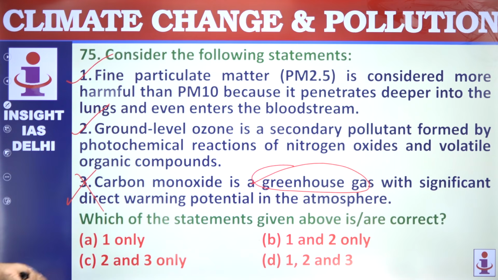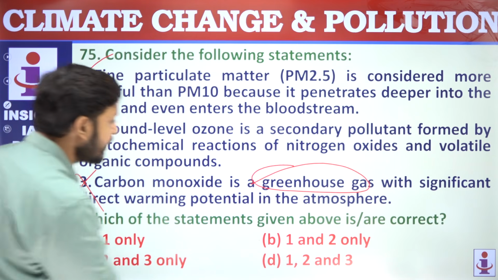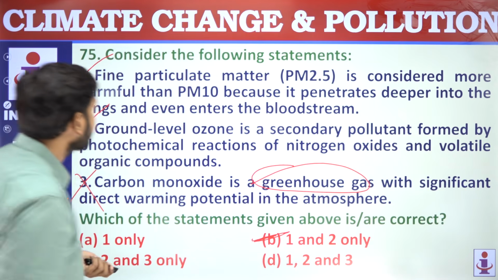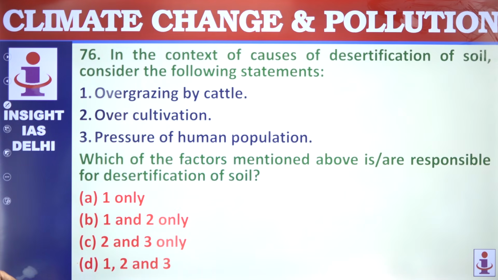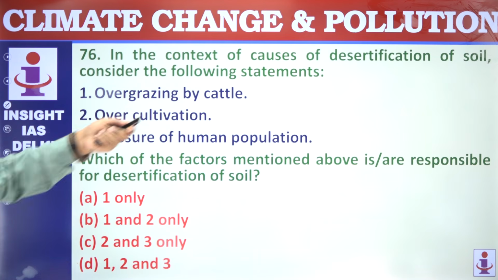Okay, so 1 and 2 are correct and they are asking for the correct statement. So B is the right option, which has 1 and 2. Next one, in the context of causes of desertification of soil, consider the following statements. Okay, desertification, we have seen this question.